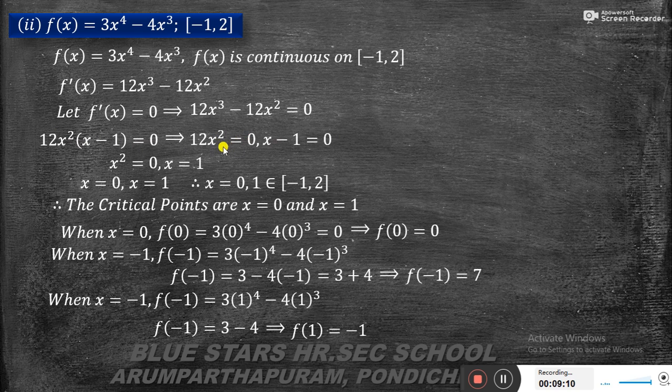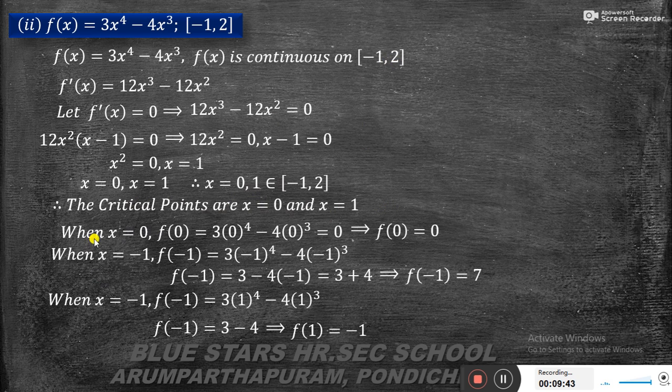12x square equal to 0 means x square equal to 0, since 12 is not equal to 0. In x minus 1 equal to 0, I write the minus 1 on the RHS, so x equal to 1. Therefore x square equal to 0 means x equal to 0, and x equal to 1. So x equal to 0 and 1 belong to minus 1 comma 2. Both values lie in the interval. So the critical points are x equal to 0 and x equal to 1, and the end points are minus 1 and 2.